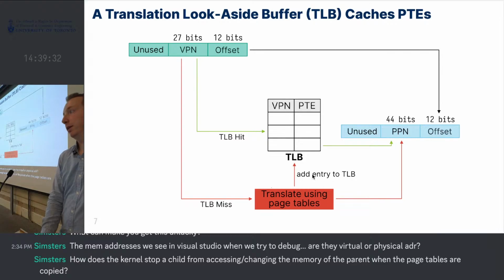Otherwise, if there's a miss and it's not in the cache, then we have to do the thing in the red box. We have to translate it using the page tables. So we'd have to go L2, L1, L0, get the address, and as part of it, it would add the address to the TLB, and then do the translation, and that part would be really slow.